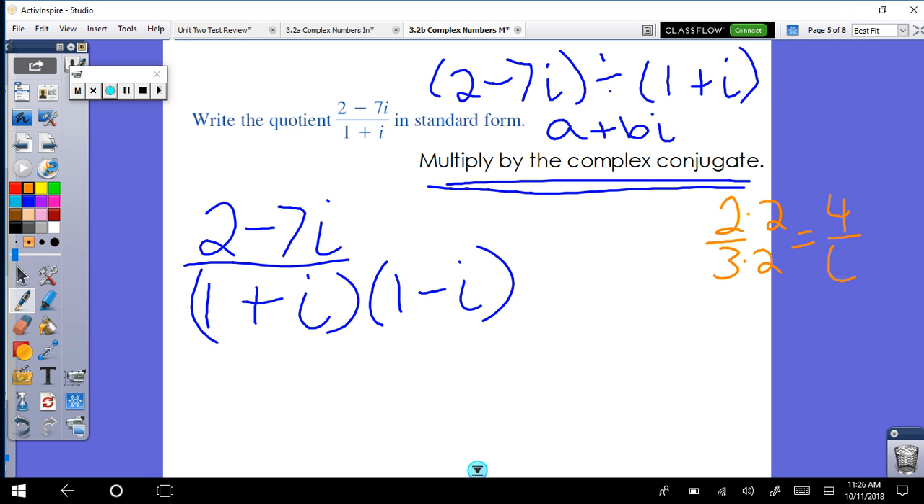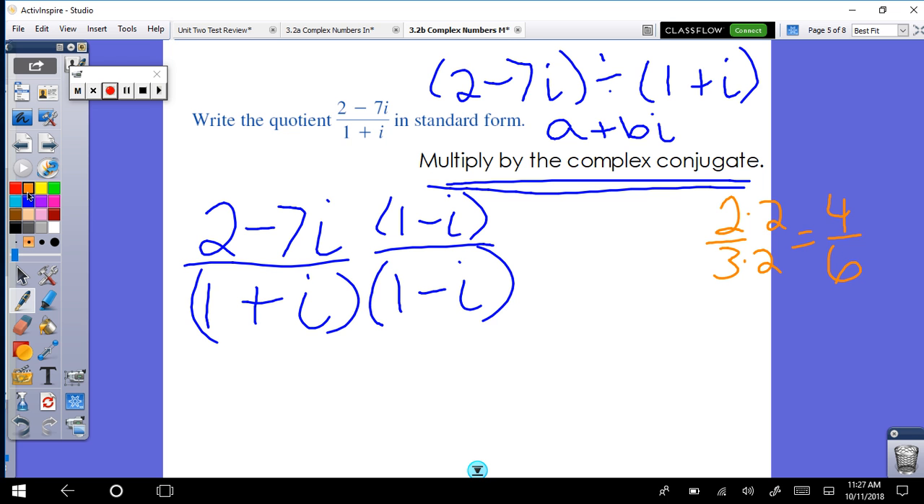So 4/6 is the same thing as 2/3. So in order to keep these equivalent, you've got to multiply whatever you multiply the bottom by, you've got to multiply the top by the same thing. So you need to multiply by the conjugate of the bottom, which means if it's plus, you change it to minus. If it started minus, you change it to plus.